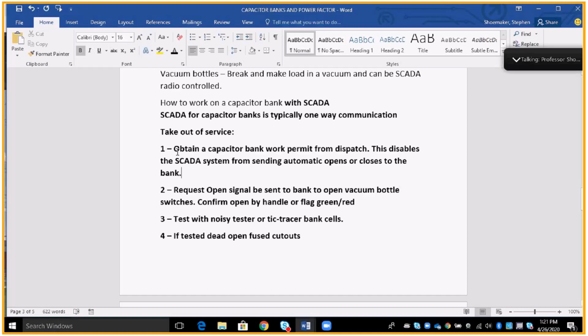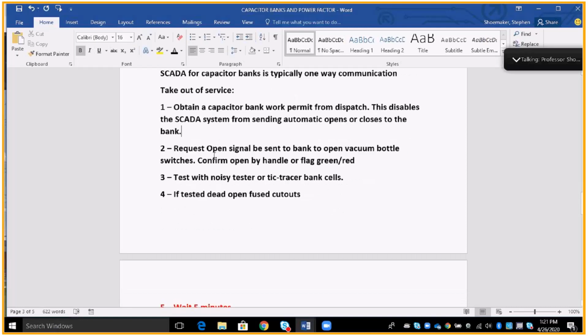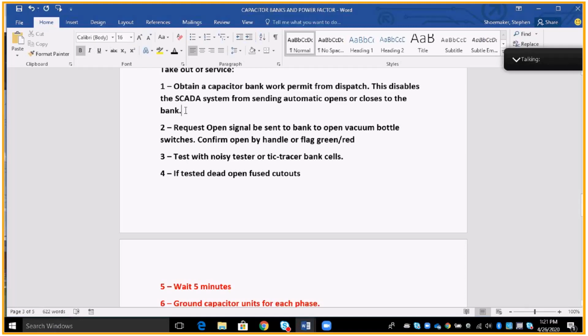So it's a simple process. The dispatcher says disable this unit. And just like everything else we talked about before in an electrical system, give them a pole number: I'm at pole number 1, 2, 3, 4, 5. I need a capacitor bank work permit on this unit. All that does is disable SCADA from sending signals to the bank. That's the automatic side of it. He can still send signals at his discretion. Remember, the bank is still energized. We expect it to be still energized. You're going to request an open signal to be sent to the bank to open the vacuum bottle switches, confirmed by the open handle or green or red flag.